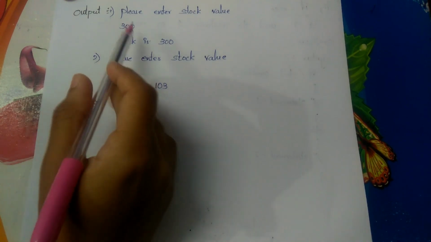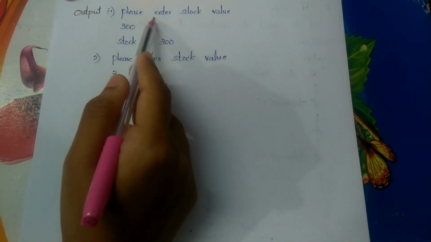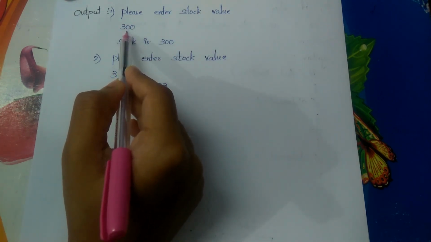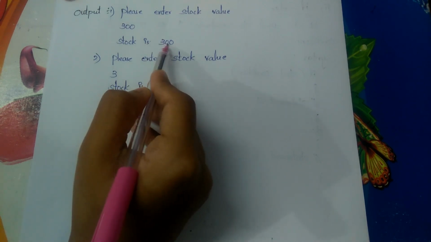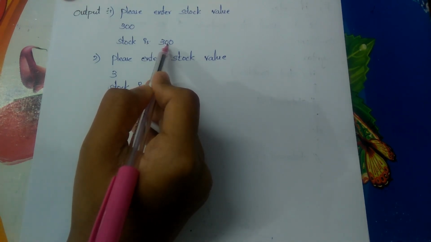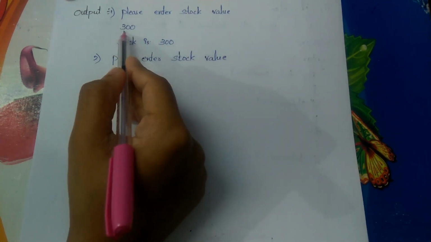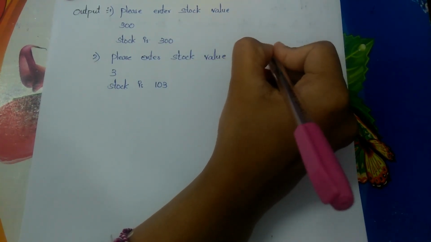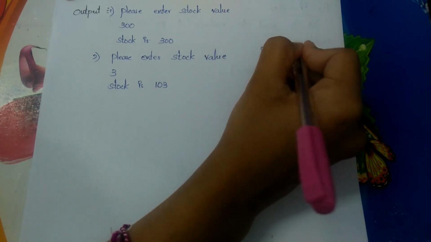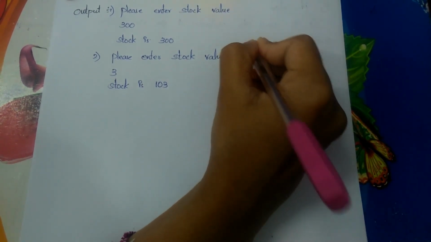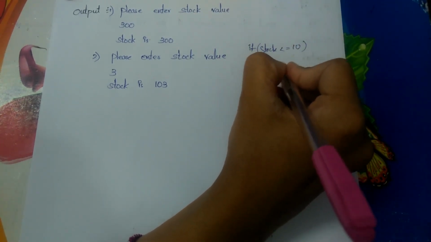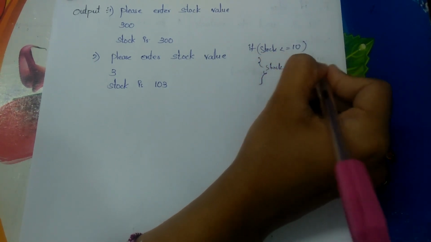In the output, first the statement "please enter stock value" is printed. From the console, I am giving the value as 300. Then it prints "stock is 300", because the statement contained in the if block does not execute, since I entered the stock value as 300, which is greater than 10. In the if, we give the condition as stock less than or equal to 10, then stock = stock + 100.